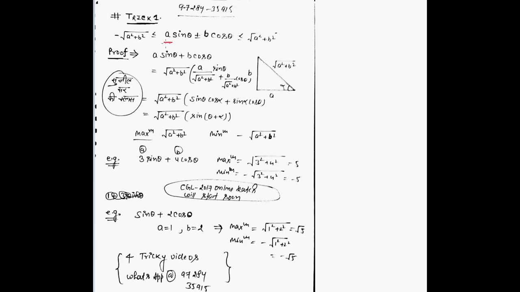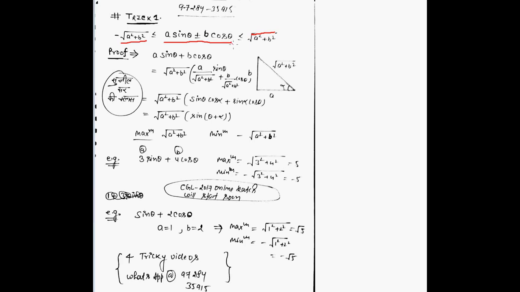a sin theta plus or minus b cos theta. A combination of sine and cosine, linear, no power is there, only coefficients are there, either plus or minus, both can be present here. Minimum is minus root of a square plus b square, and maximum is the same but with a plus sign. Now from where does it come?